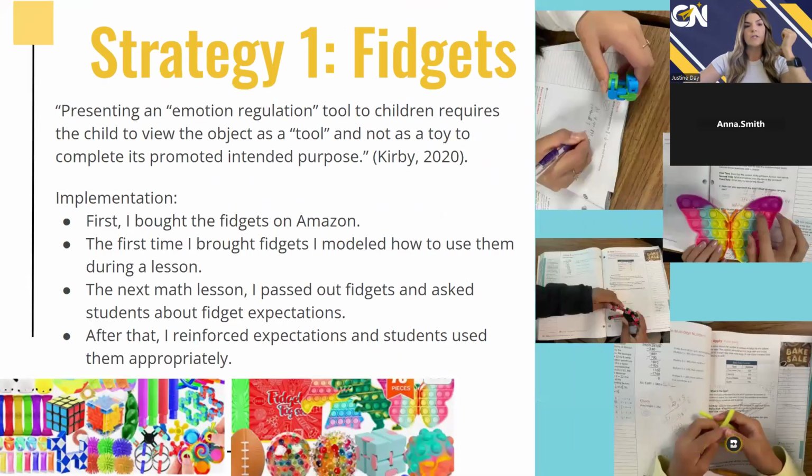So her first strategy was fidgets. On this slide, you're going to have what your strategy was. You're going to put your implementation. So in your ILP, we have the action plan section where you described how you were implementing your strategies. That's what you're going to put on this slide. She bullet pointed. You can definitely do that, or you can have a paragraph, notes, however you feel is going to help you present it the best.